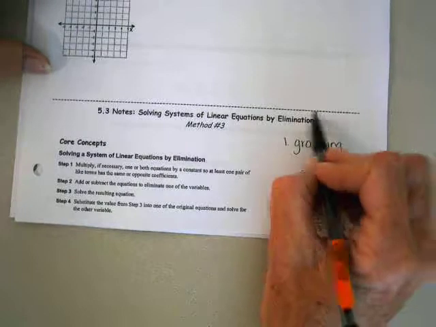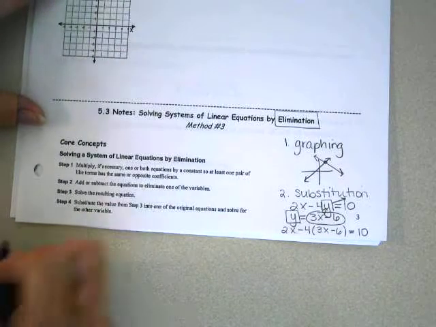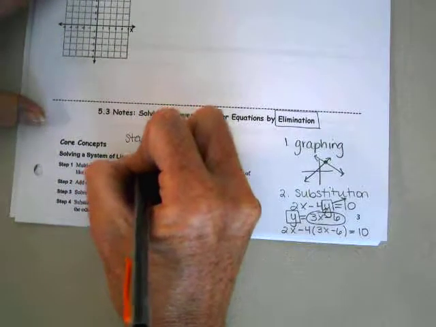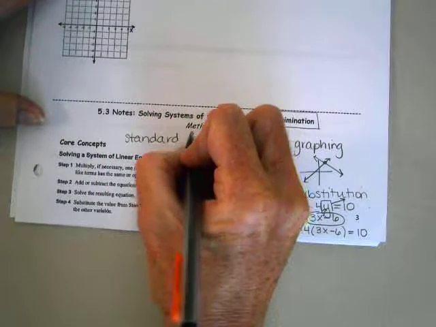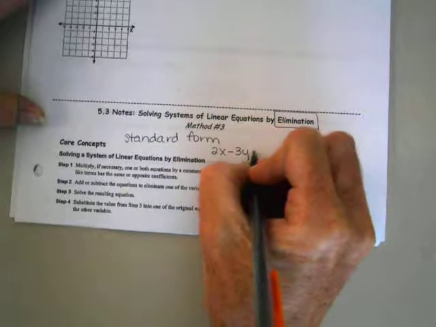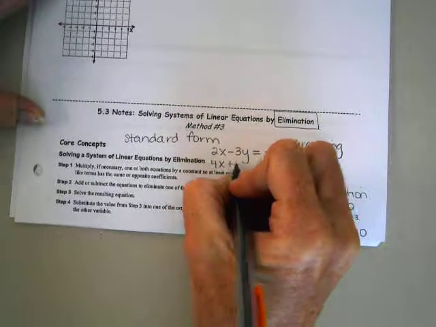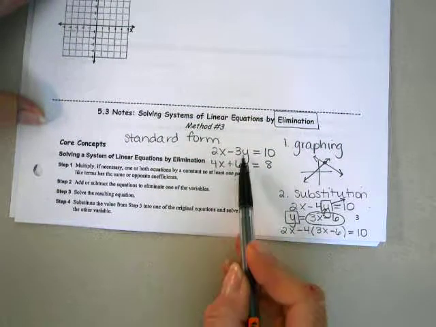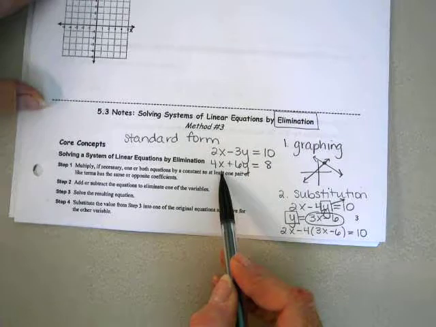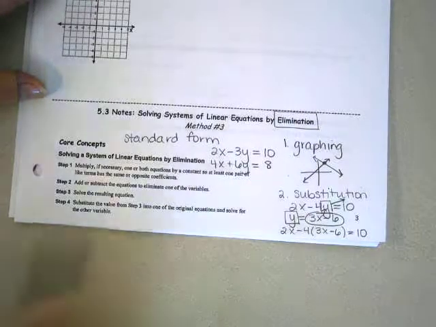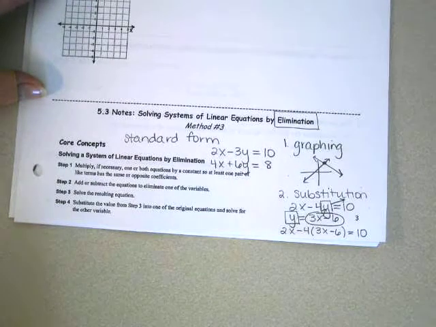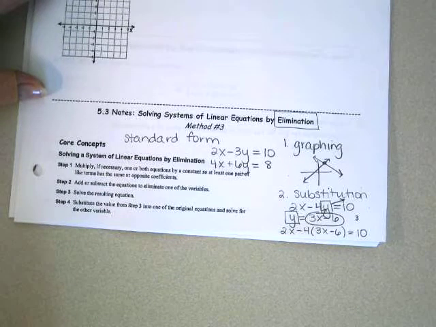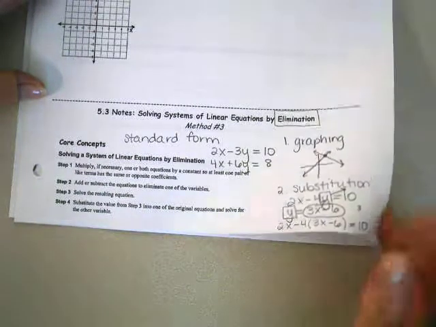Today we are going to learn how to solve with elimination. In order to solve with elimination, both equations must be in standard form. For example, 2x minus 3y equals 10, 4x plus 6y equals 8. Standard form means your x comes first, then your y, and it equals your number. This is the easiest way to do it if it is in standard form for both equations.